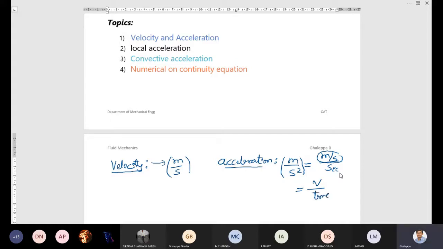Okay. So acceleration will be represented by the symbol A. The acceleration is defined as the rate, meaning with respect to time. The rate of change of velocity is called acceleration.